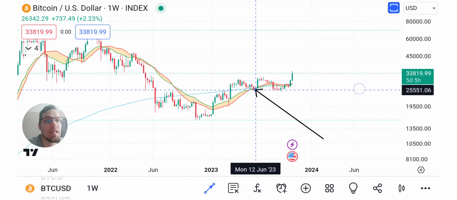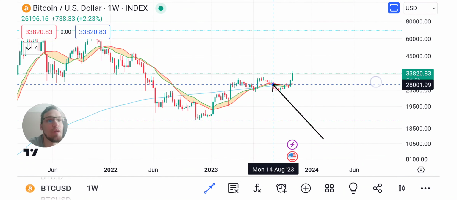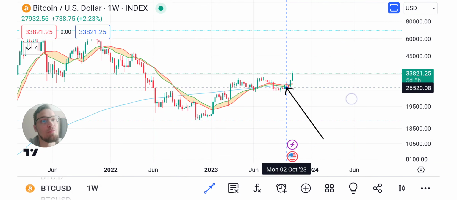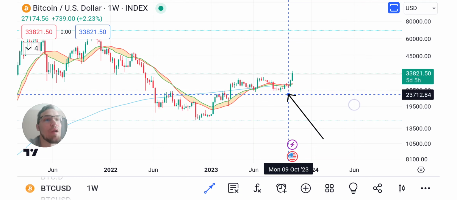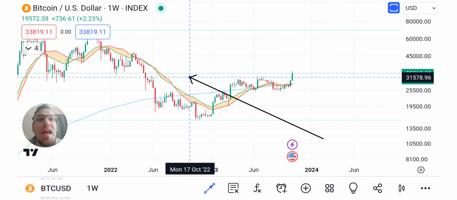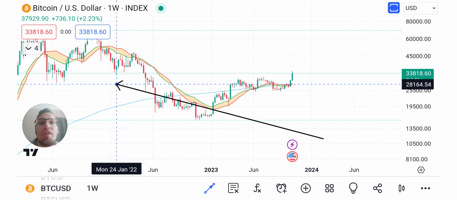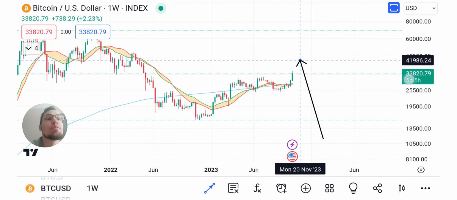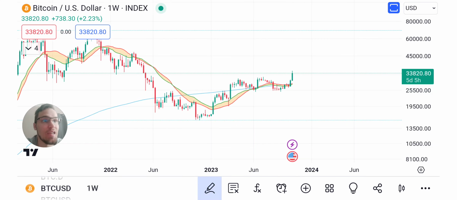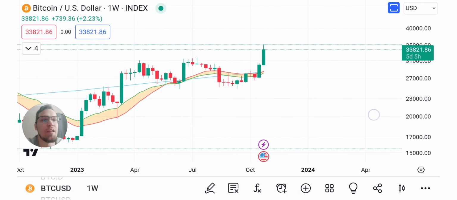We broke above it, we tested it, we broke above it, and then look what happened. We fell below it, tricking everybody, thinking, okay, now we're done here. But what happened? We broke above it. So now what needs to happen? It needs to come back down to test it, because every single time throughout the history of Bitcoin, the price breaks to the upside, then it comes down to what? Back test it.